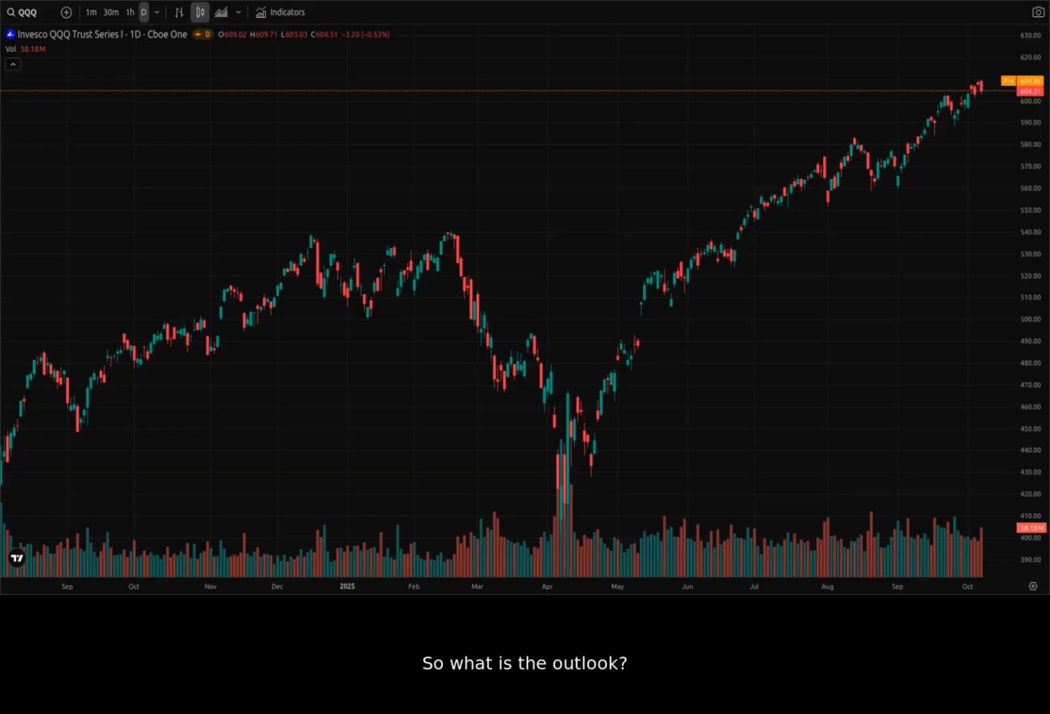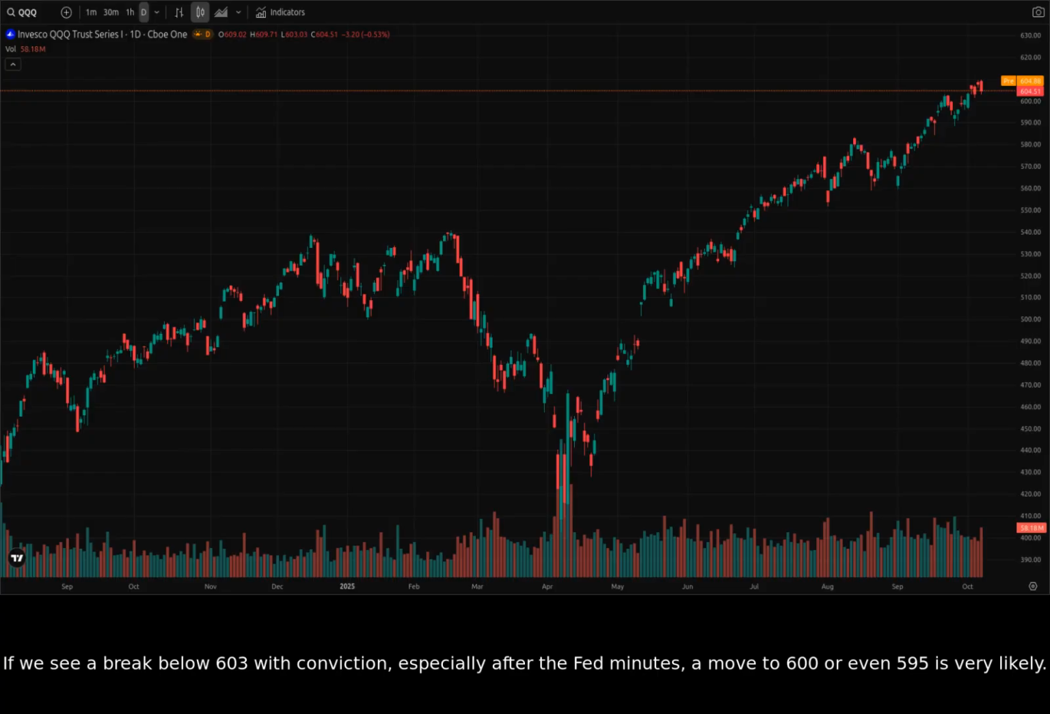So, what is the outlook? The short-term bearish case seems slightly more probable right now, perhaps a 60% likelihood. This is based on the powerful reversal candle from yesterday and the overbought sentiment. If we see a break below 603 with conviction, especially after the Fed minutes, a move to 600 or even 595 is very likely.